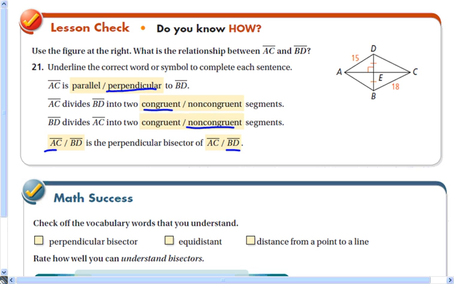Make sure you understand that. You have to identify which is actually a perpendicular bisector, but this segment is not congruent with that segment.